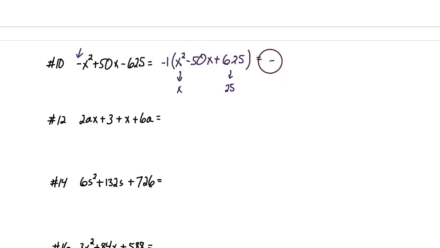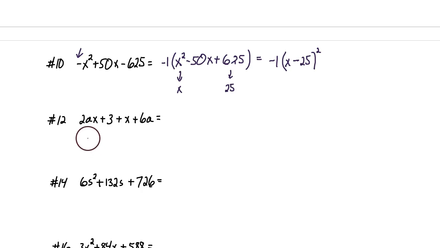So the final answer begins with that negative 1, and then it has a set of parentheses squared. Fill in the x and fill in the 25. What sign do you need here? It's a minus sign because this term is a negative.